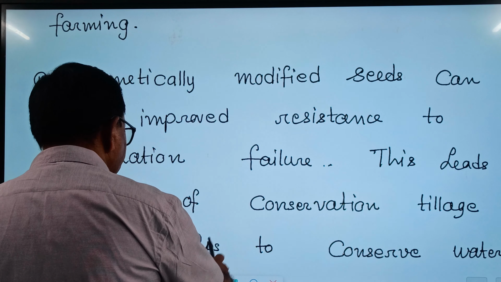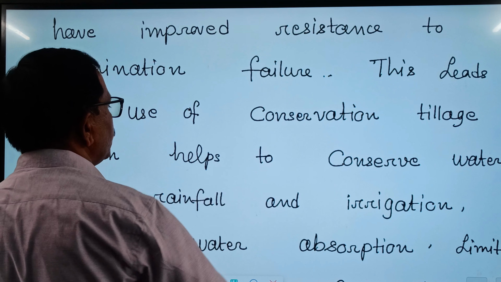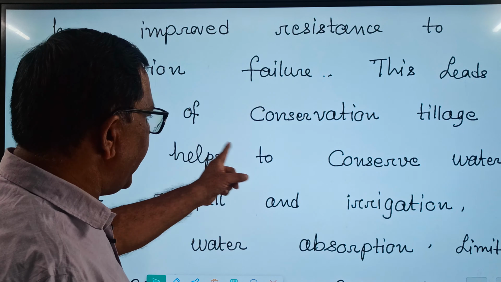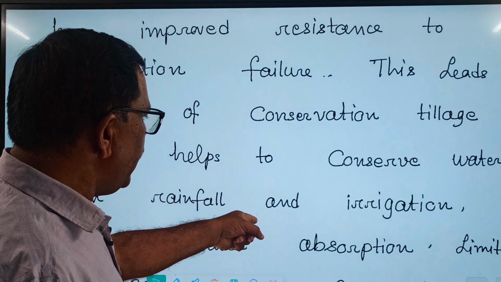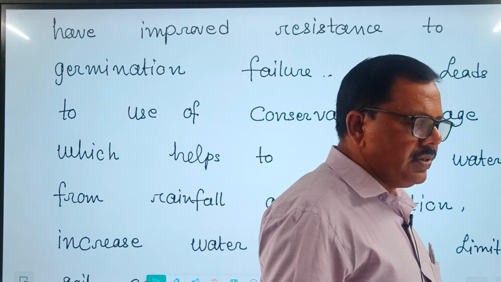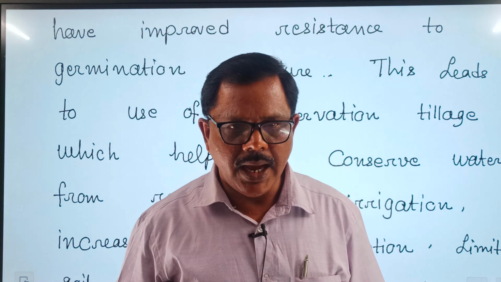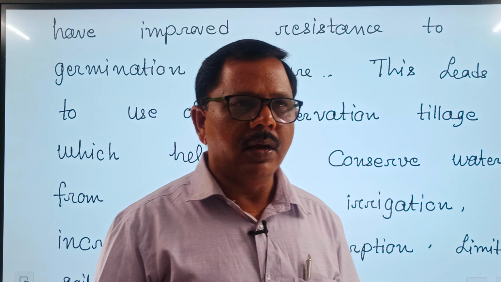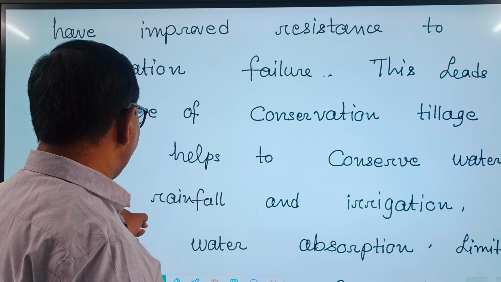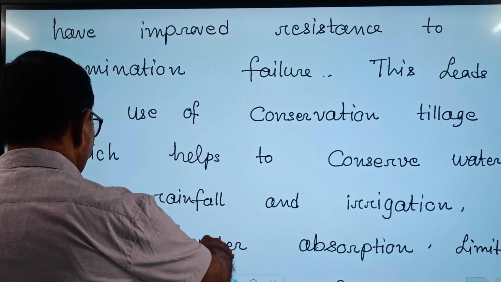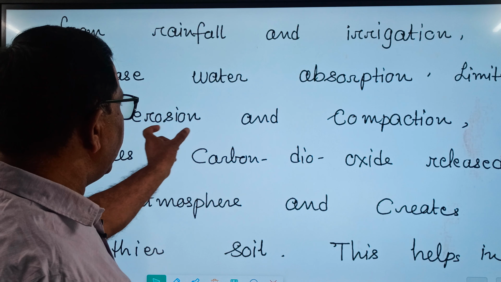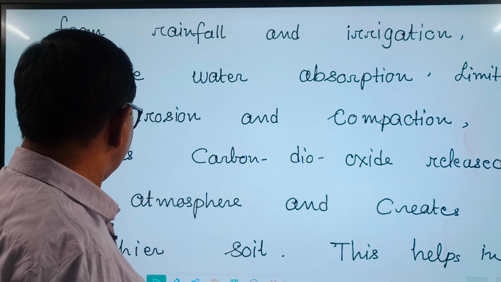so that the traditional approaches require some sort of scientific approach. So this leads to the use of conservation tillage, which helps to conserve water from rainfall and irrigation. This type of new research which is being conducted day by day is very fruitful for the farmers also. It helps to conserve water from rainfall and irrigation, increase water absorption, limit soil erosion and compaction also.